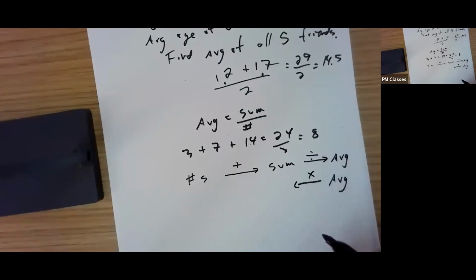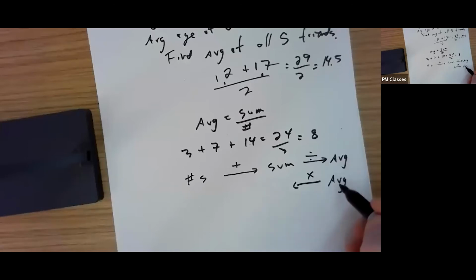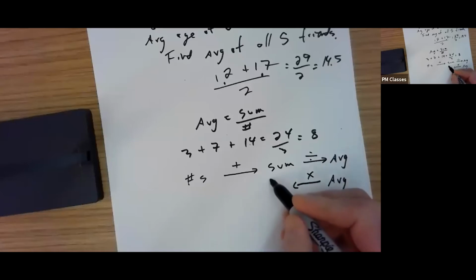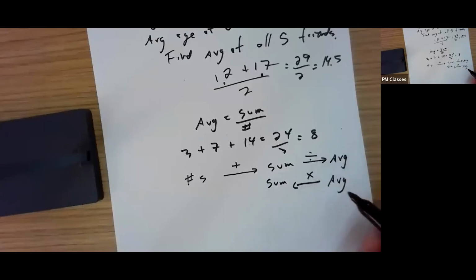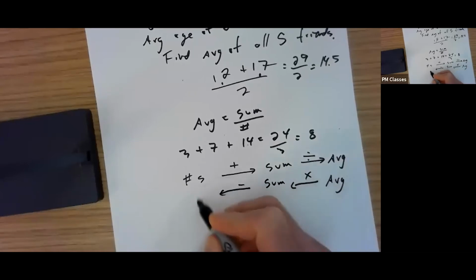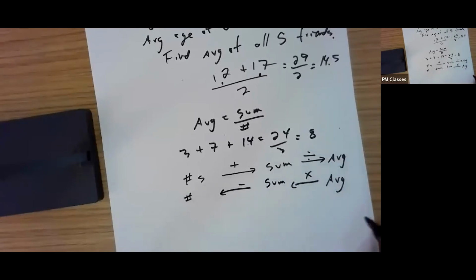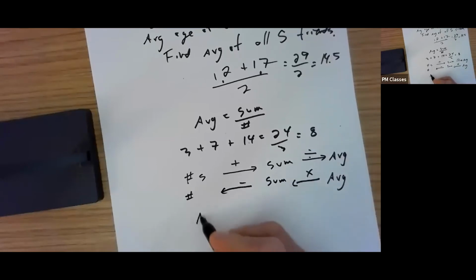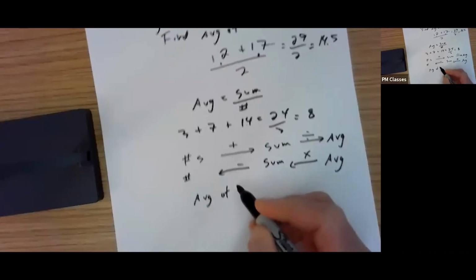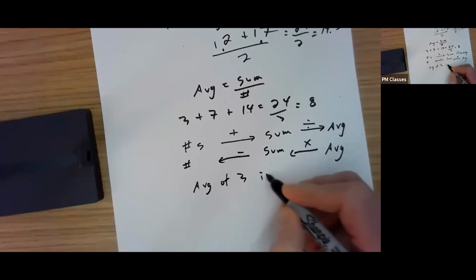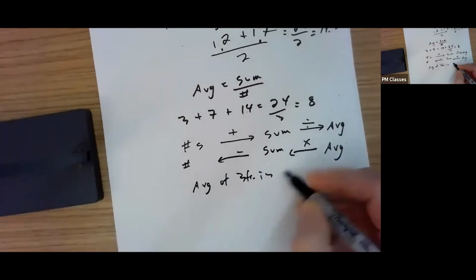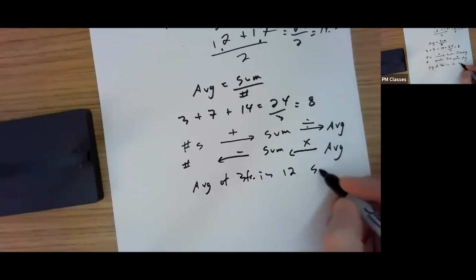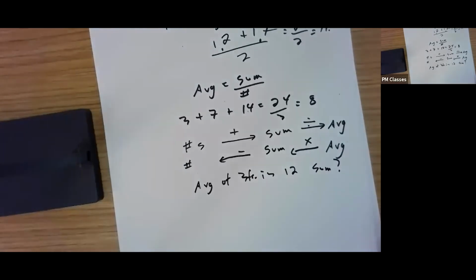We're going to do a bunch of problems like this, just so this can really get anchored in your head, okay? So we take the average, we multiply to find what it all adds up to. And then we could subtract to find a specific number. So let's do this. If the average of three friends is 12, what's the sum of those friends?